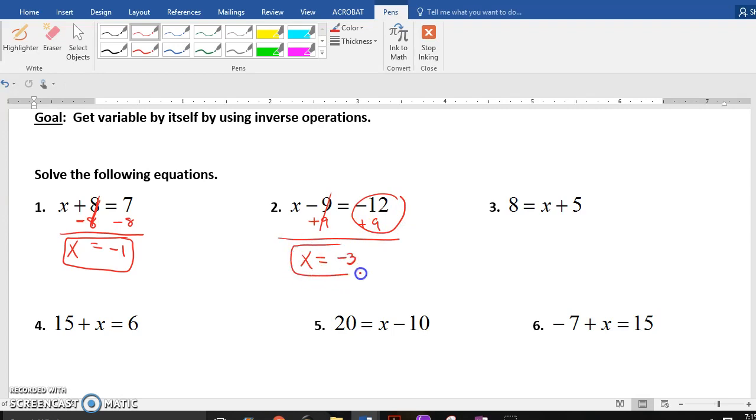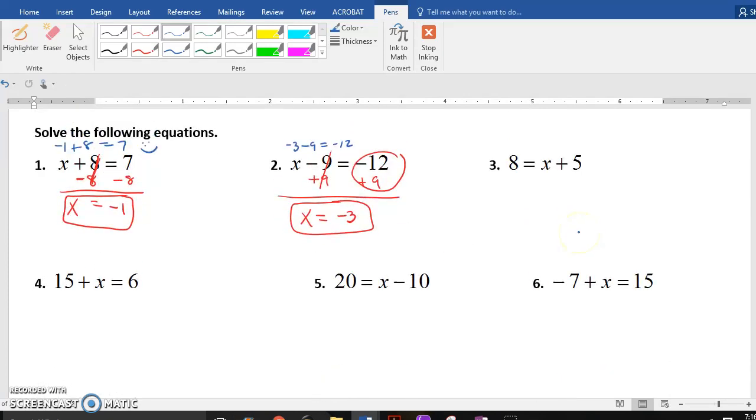Negative 3. Now what you notice is when I plug these values back in, is negative 1 plus 8 equal to 7? Yes, so we know that solution is good. Is negative 3 minus 9 equal to negative 12? Yes, therefore we know this solution is true.